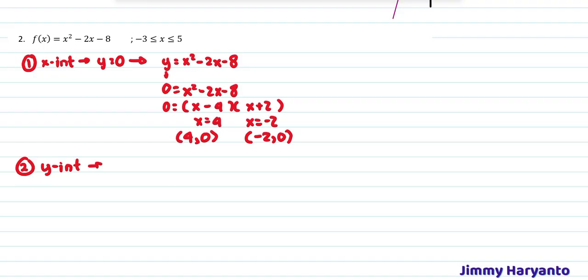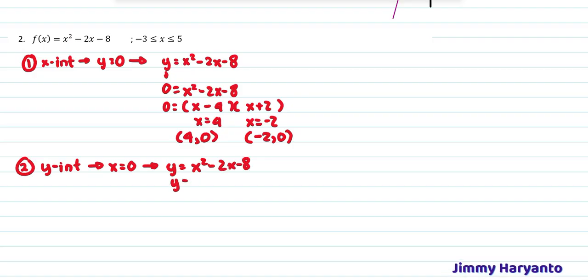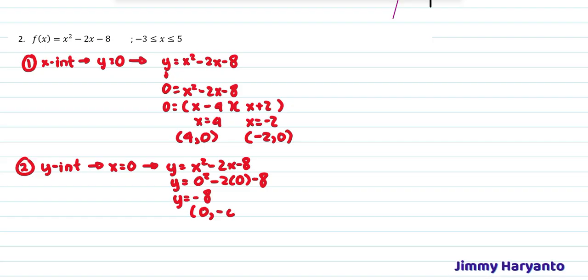Step 2, we have to find the y-intercept. To find the y-intercept, you only have to input x equals 0. That means y equals x squared minus 2x minus 8. That means y equals 0 squared minus 2 times 0 minus 8. So y equals negative 8. That means we already have the second point, 0, negative 8.